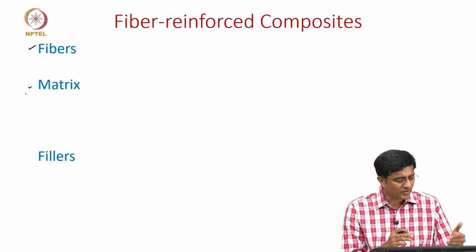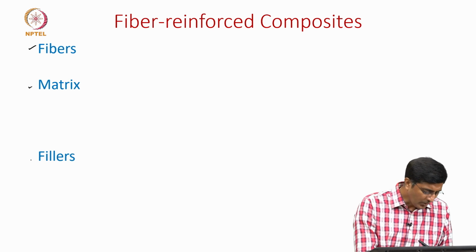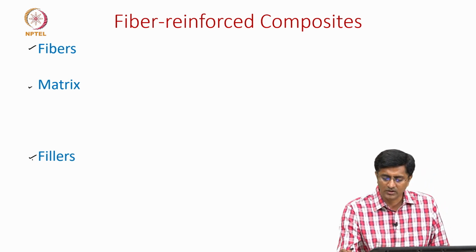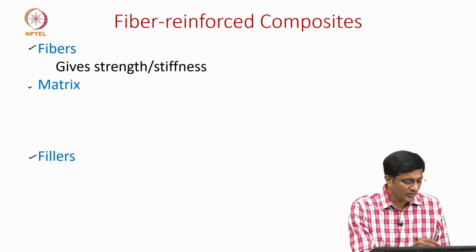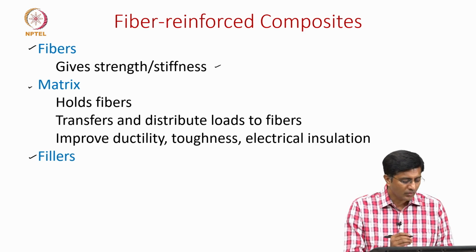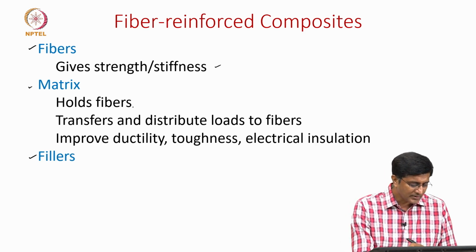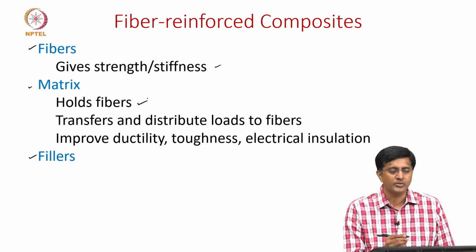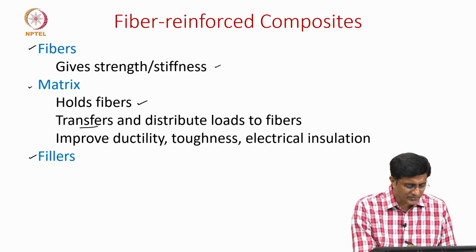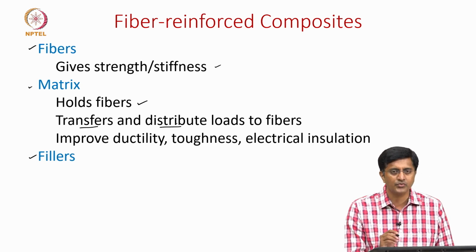But in addition to the fibers and matrix, we do add a few other materials called fillers. So, let us see what the purposes of these three materials are. Fibers, we already know, give high strength and stiffness. Matrix is used to hold the fibers, that is its primary purpose. But in addition to that, it also helps to transfer and distribute the load to the fibers.